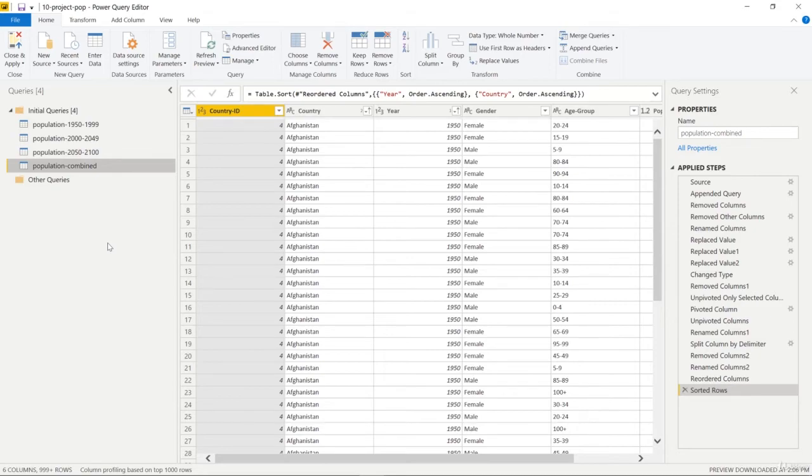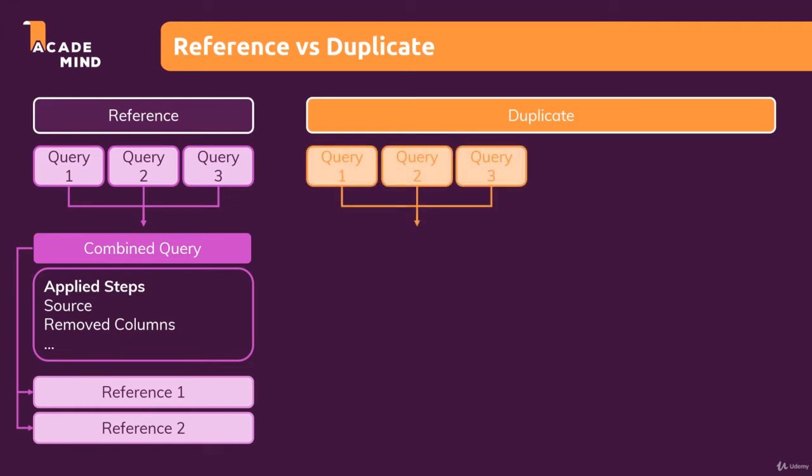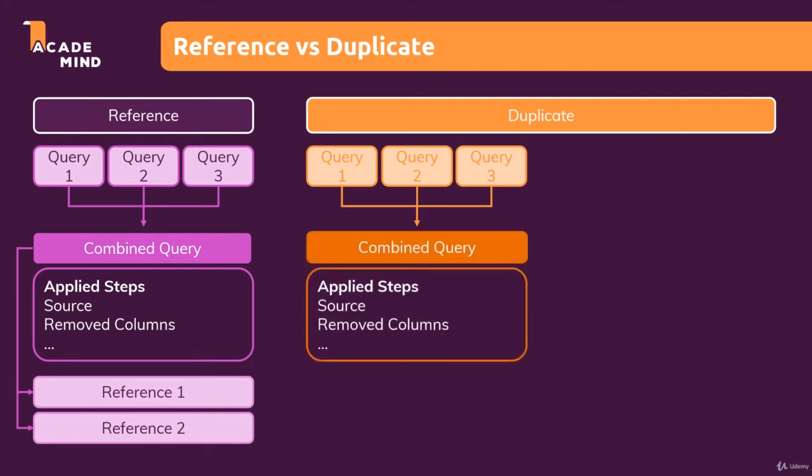But back to our slide now, because we also have this one here, the duplicate. For the duplicate, let's think about the same scenario. We have three different queries. We created a combined query. And in this combined query, we have different steps applied. Now we duplicate this combined query and have this first duplicate here. What's happening here now is, in contrast to the reference, we copy this initial query, including all of the applied steps you can see in our combined query.